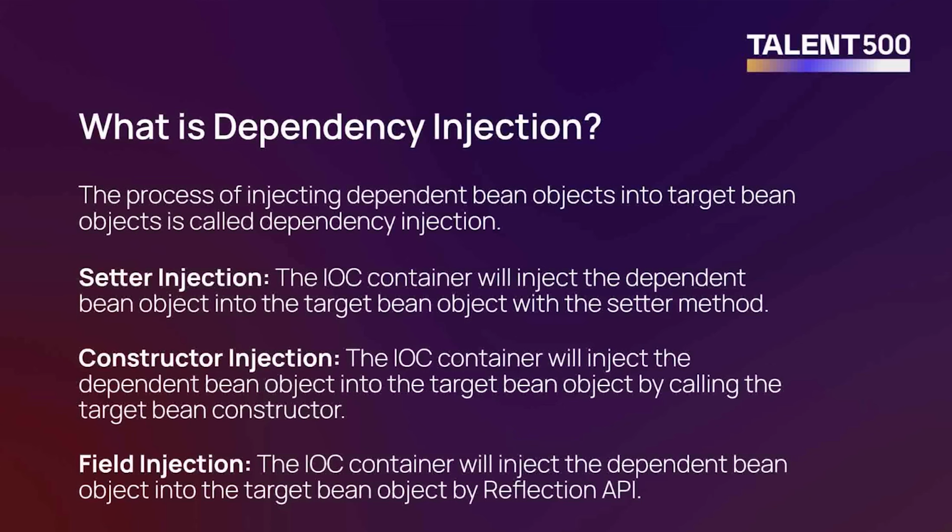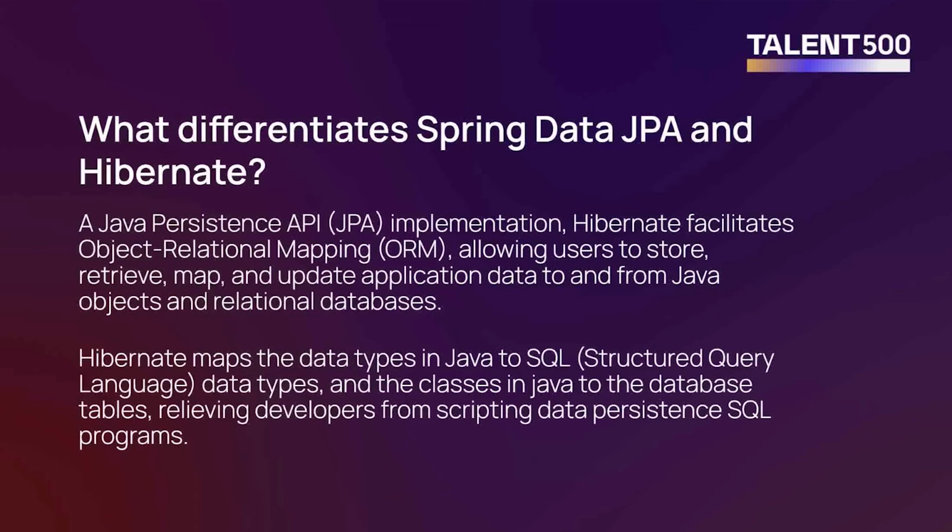Let's move on to our next question, which is, what is the difference between Spring Data JPA and Hibernate? Hibernate is nothing but a Java Persistence API implementation. It facilitates object relational mapping, which is ORM, allowing users to store, retrieve, map and update application data to and from Java objects and relational databases.